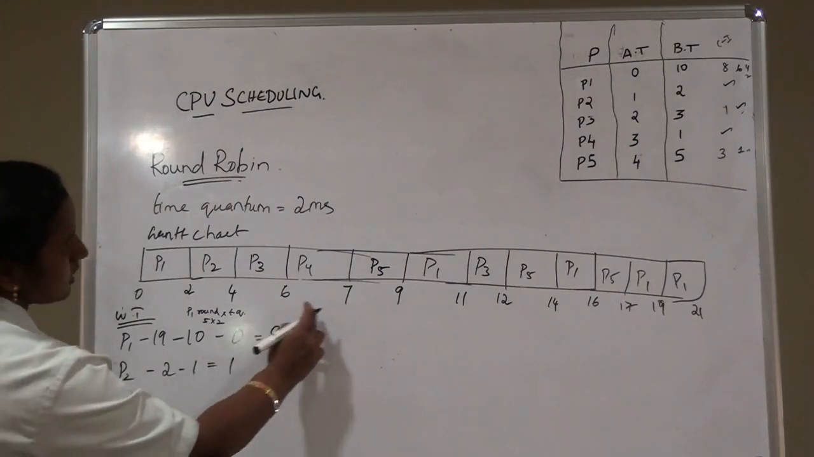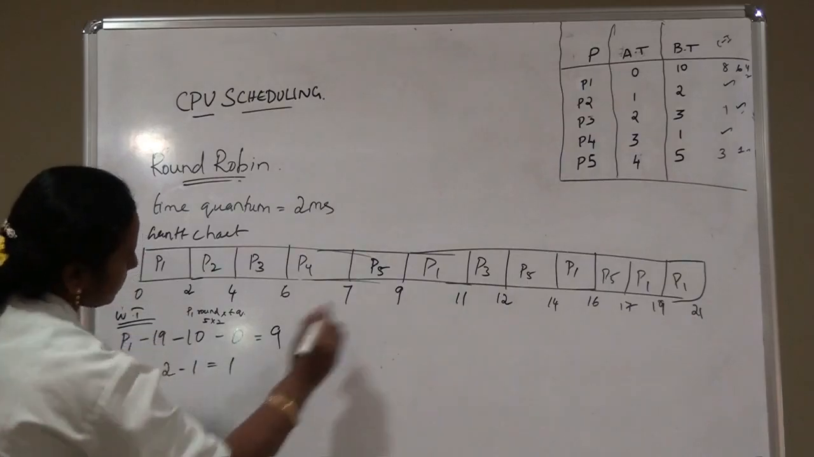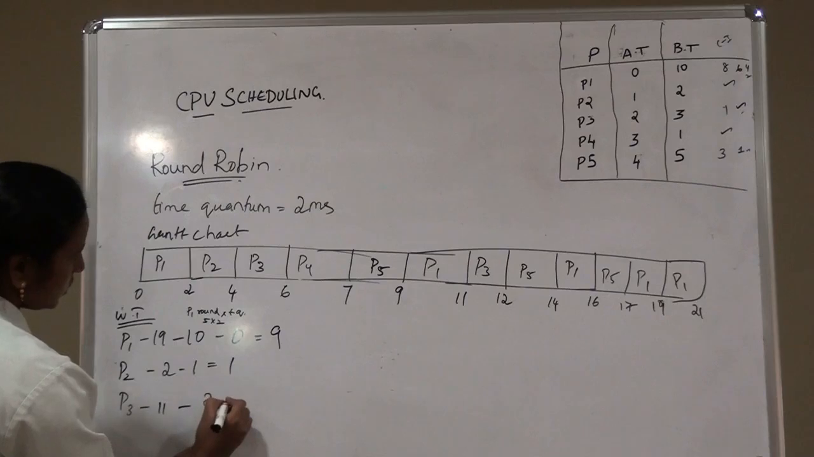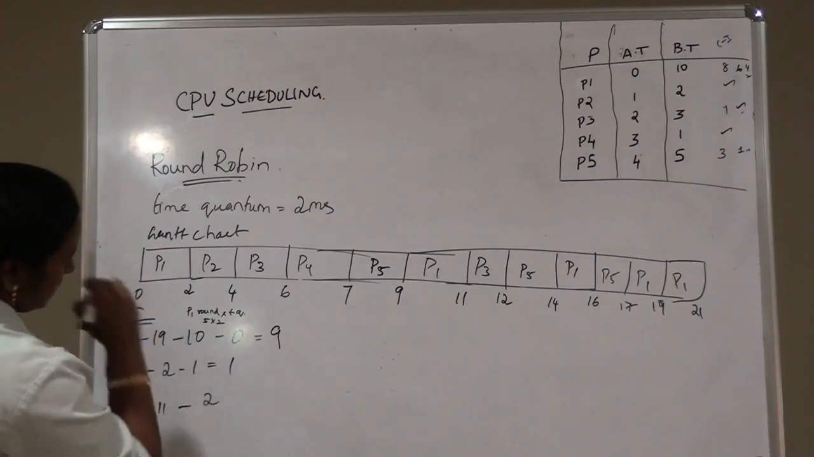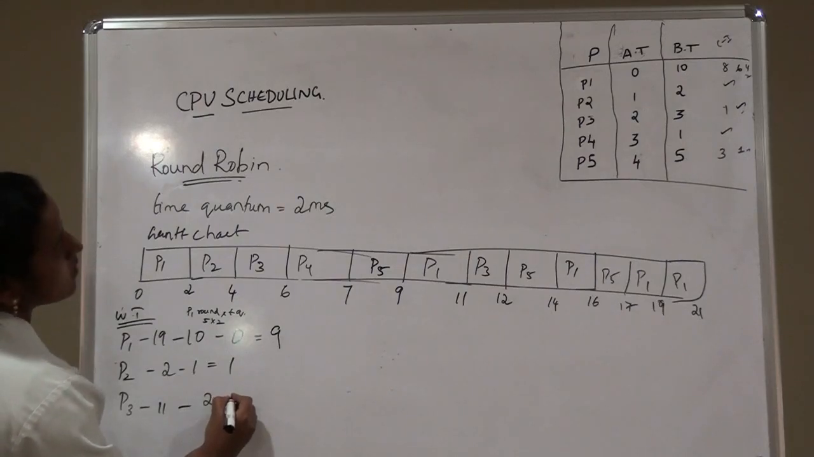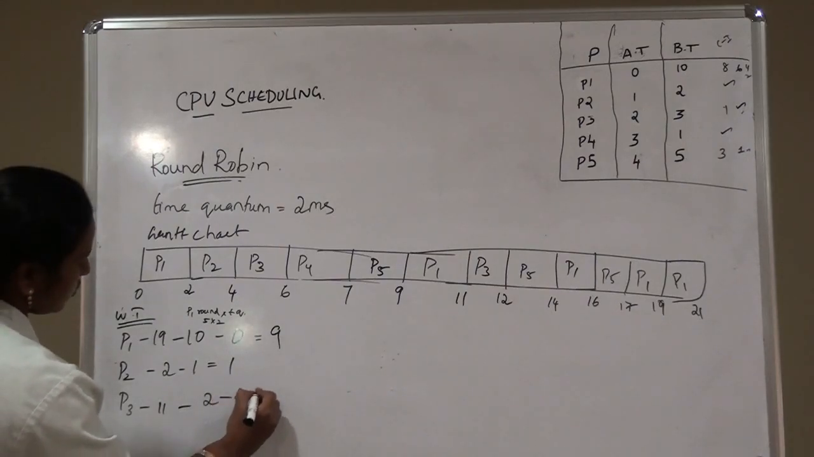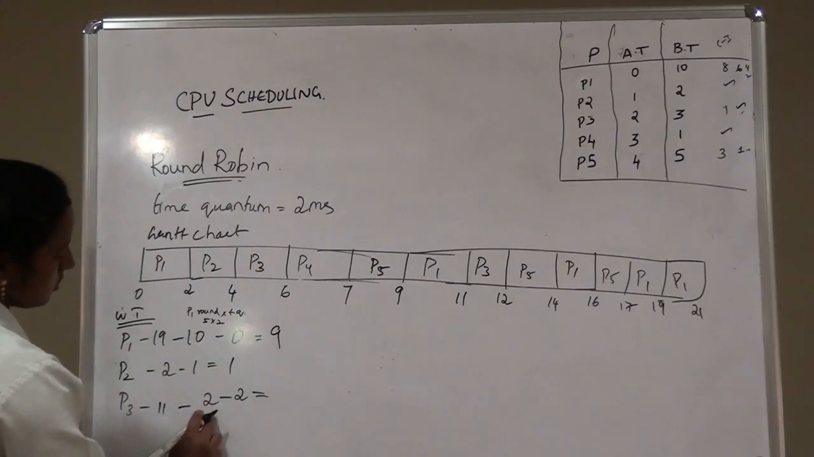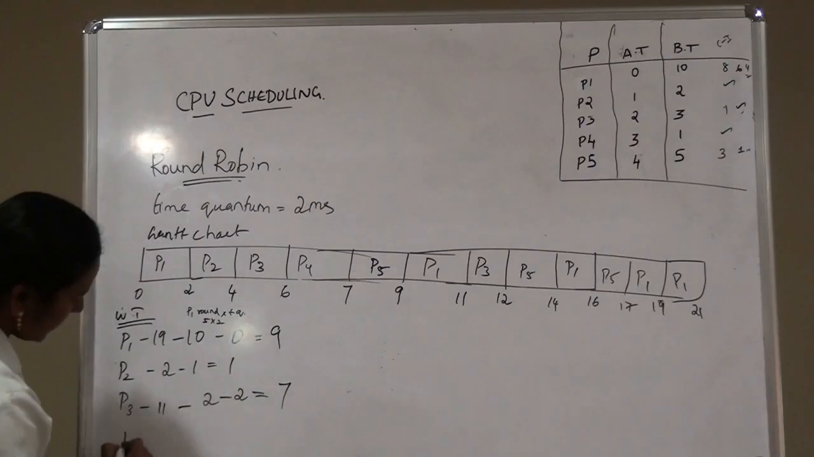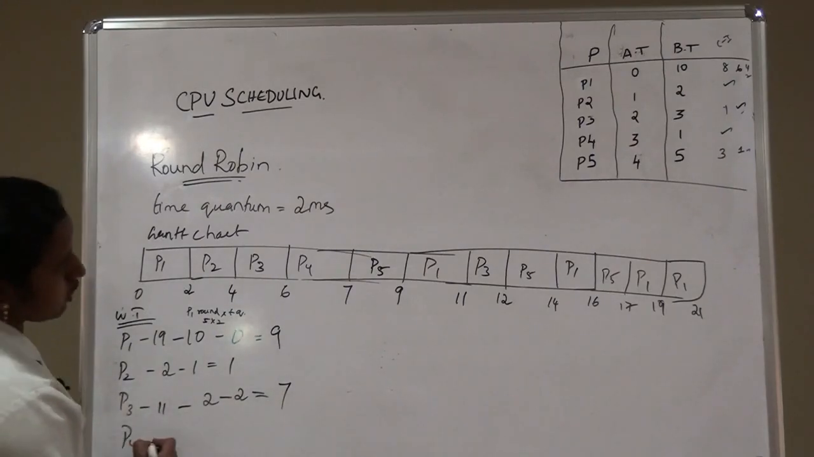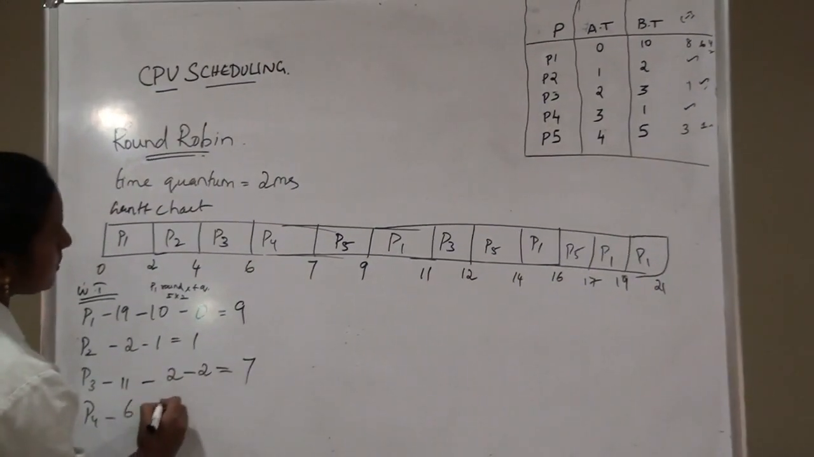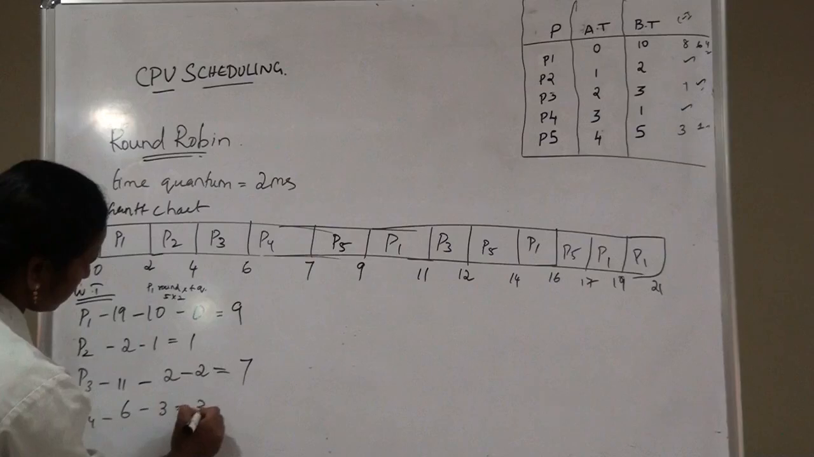P3 is the last one, 11. So 11 minus the arrival time, which is 2. So 11 minus 4 is 7. Next one is P4. For P4 I have only 1, so it is 6. 6 minus arrival time 3. 6 minus 3 is 3.